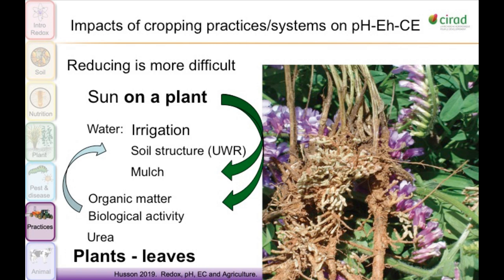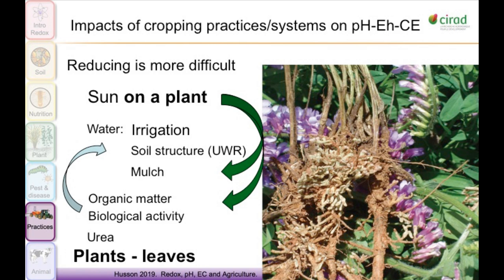It's always the same story. The thing is that to have good soil structure, you need organic matter and biological activity. And to have organic matter and biological activity, you need plants. To have a mulch, you need plants. So we need plants. We need the leaves.